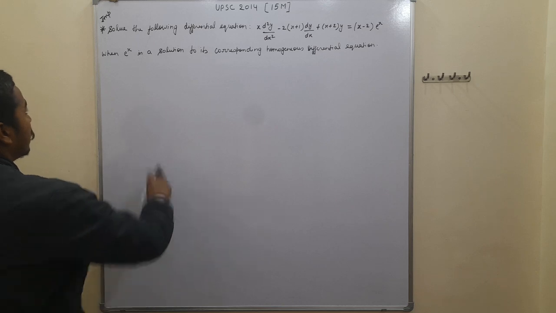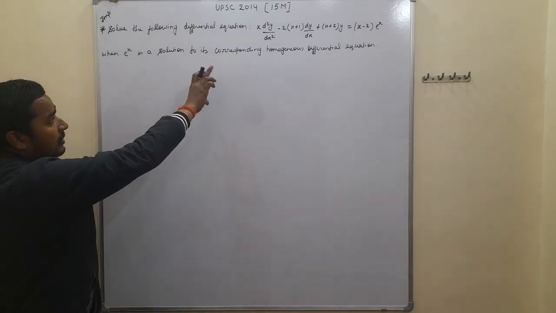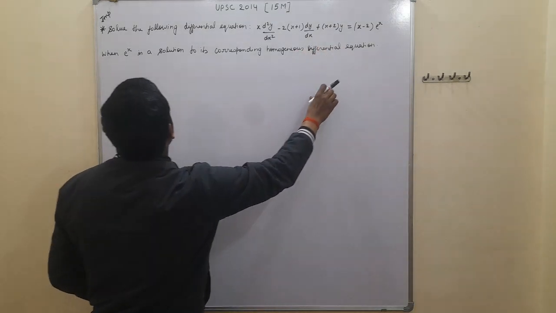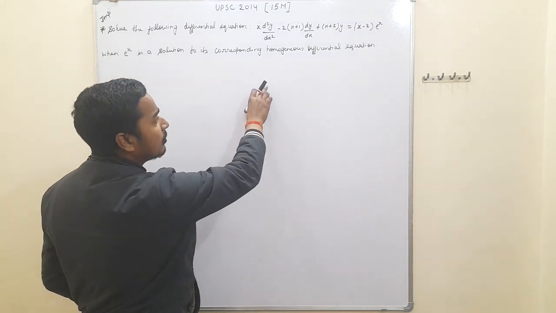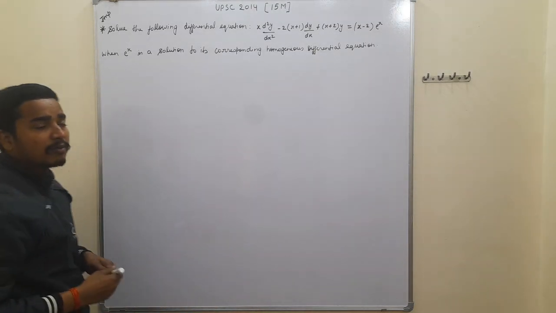Here in the question, solve the following differential equation. The differential equation is given, where e to the power x is a solution to its corresponding homogeneous differential equation. Let's solve the problem.